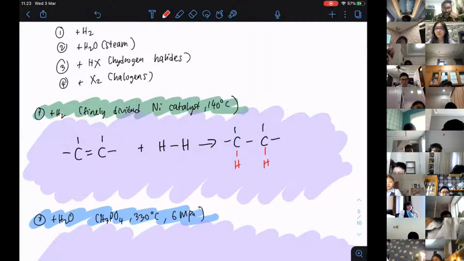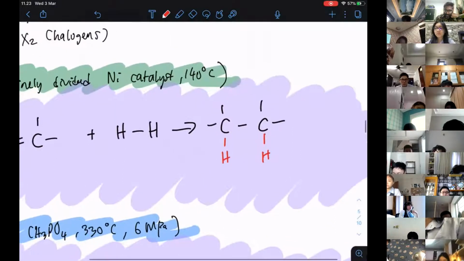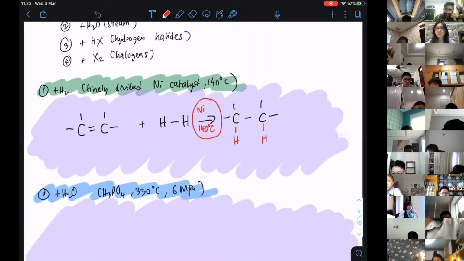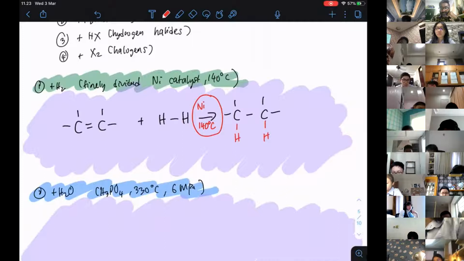Now, how do we do this? The condition must be with the presence of nickel catalyst and 140 degrees Celsius, and you need to memorize this. This one must be memorized. Nickel and 140 degrees Celsius.